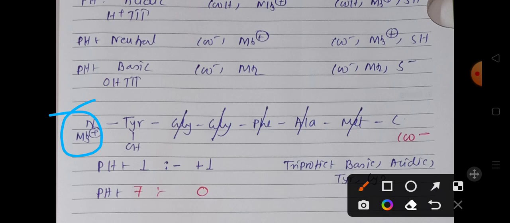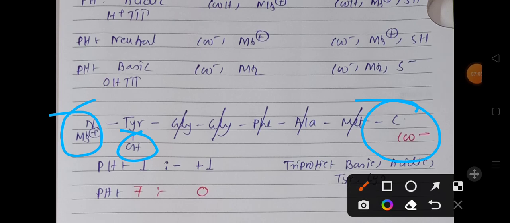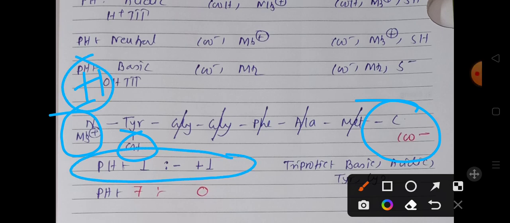Okay, now we have to consider the condition in the case of tyrosine. The OH will not be protonated, so the OH will remain intact. And COOH at pH 1 will be intact, right? So there is only one plus charge. That is why at pH 1 the charge will be plus 1.